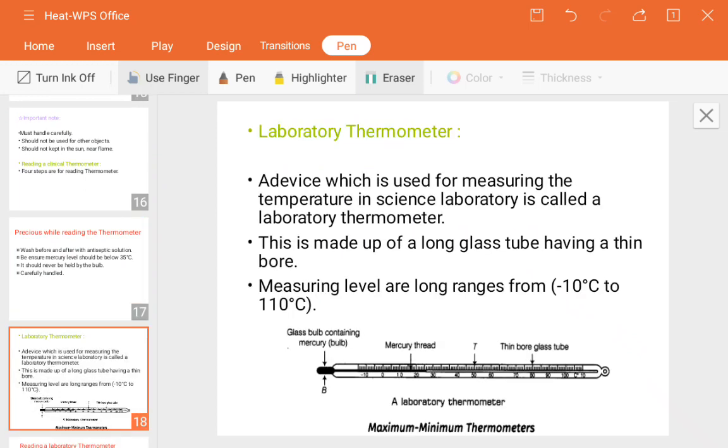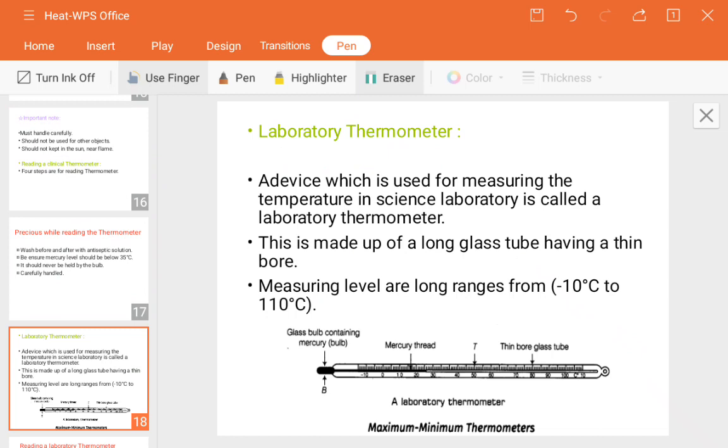Next thermometer is the laboratory thermometer. The laboratory thermometer is a device used for measuring temperature in a science laboratory. The thermometer which is used for science purposes in the science laboratory is known as a laboratory thermometer. Maybe you have seen during experiments how the laboratory thermometer looks. In the image you can see it looks like this.